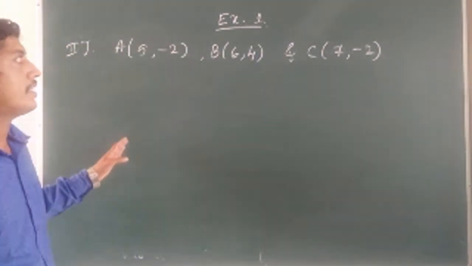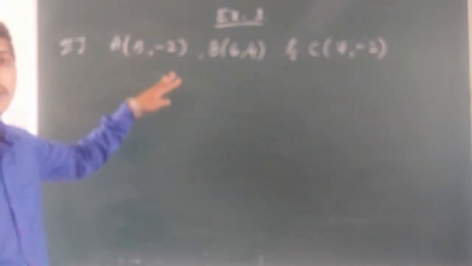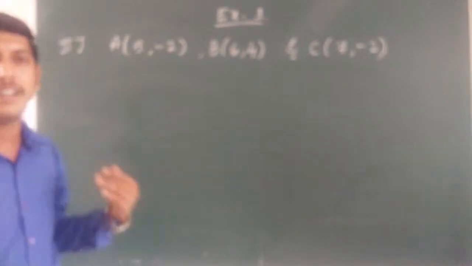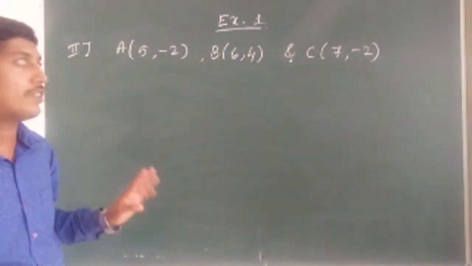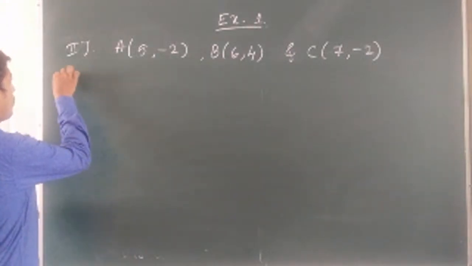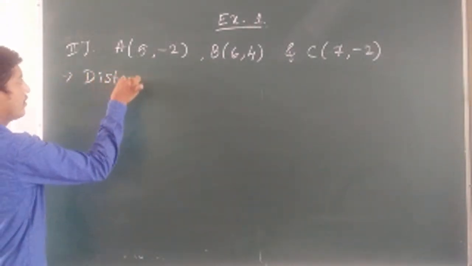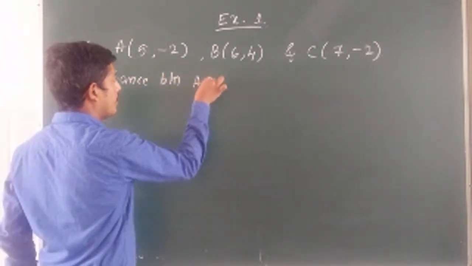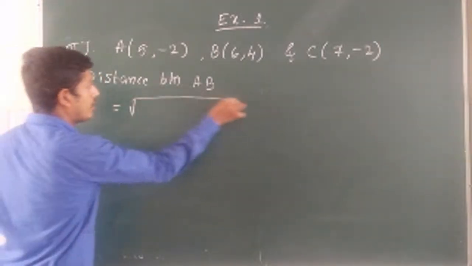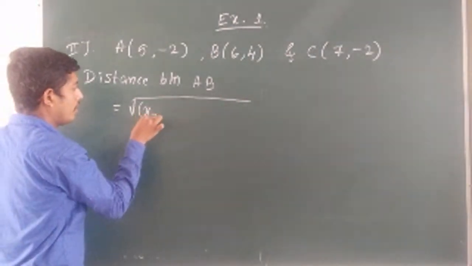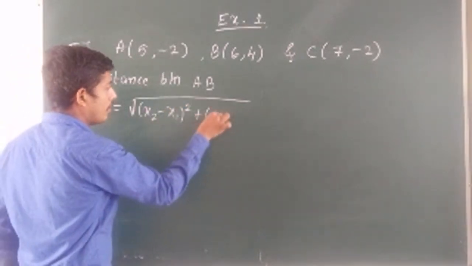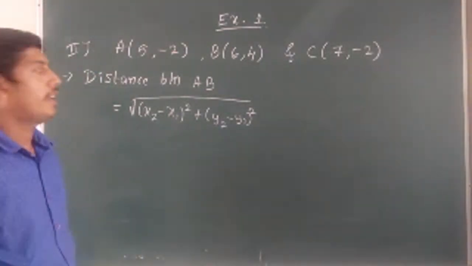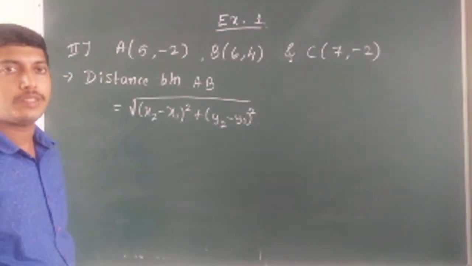So now in this case, we have to find out whether these 3 points constitute an isosceles triangle or not. That means we have to get 2 values equal and another a different answer. Now we will check. First one, distance between A B, and the formula is square root of x2 minus x1 whole square plus y2 minus y1 whole square.